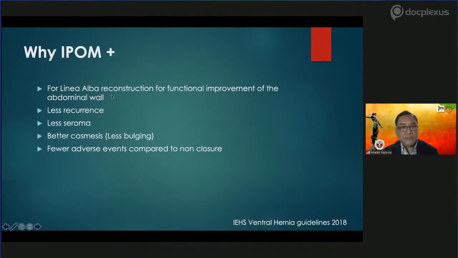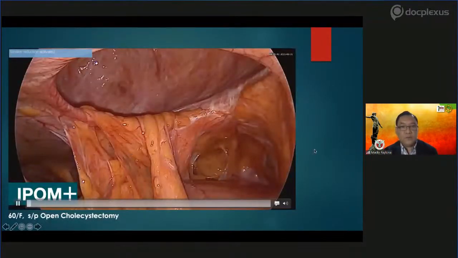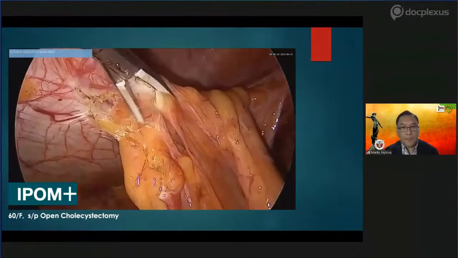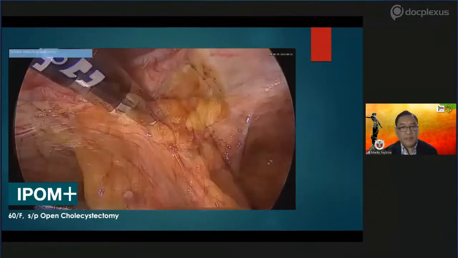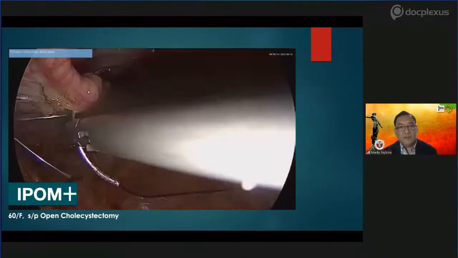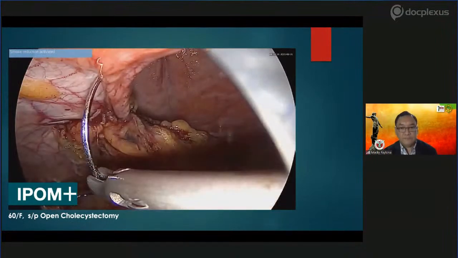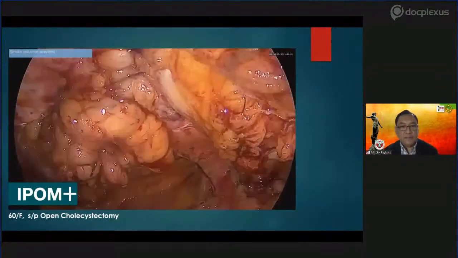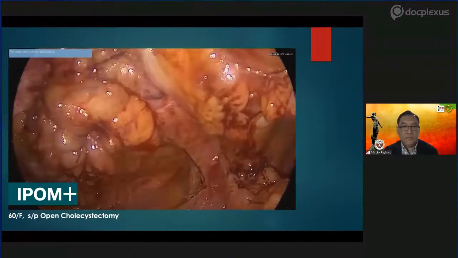One reason is that we would like to reconstruct the linea alba for a functional improvement of the abdominal wall. And because of this, there's less recurrence, less seroma, better cosmesis, and fewer adverse events compared to non-closure. So this is a 60-year-old female post-open cholecystectomy about 8 years ago, I think, and she developed a hernia in the operative site. So a V-Loc was used to close the defect. The advantage, of course, of the V-Loc is that it stays in place when you pull it and it doesn't slip. And afterwards, a coated mesh was put.